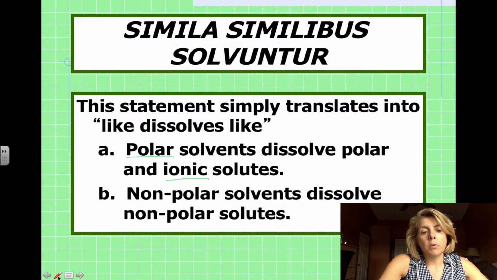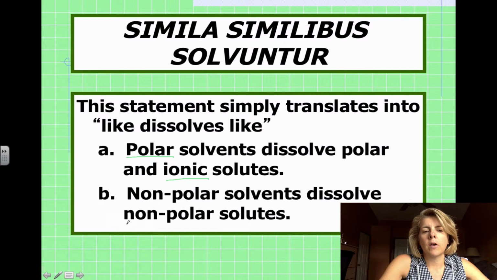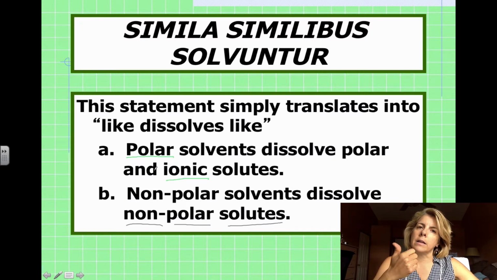What does that mean? If you have a nonpolar solvent like oil, it is better at dissolving nonpolar solutes. So you need to identify whether or not a molecule is ionic or polar or nonpolar, and that'll help you to determine whether or not something will dissolve in another substance.